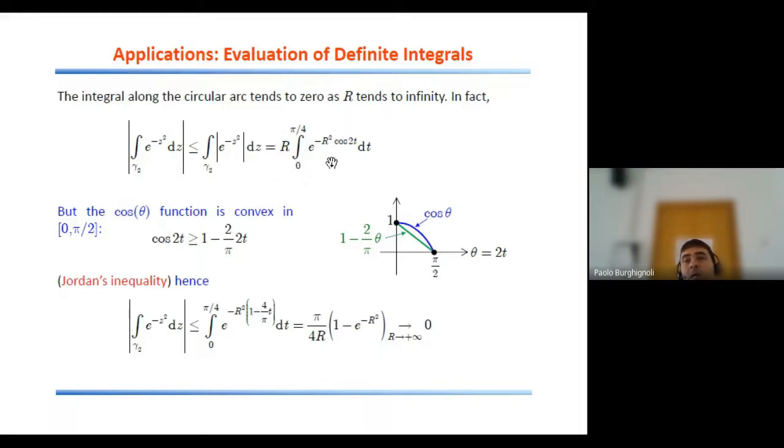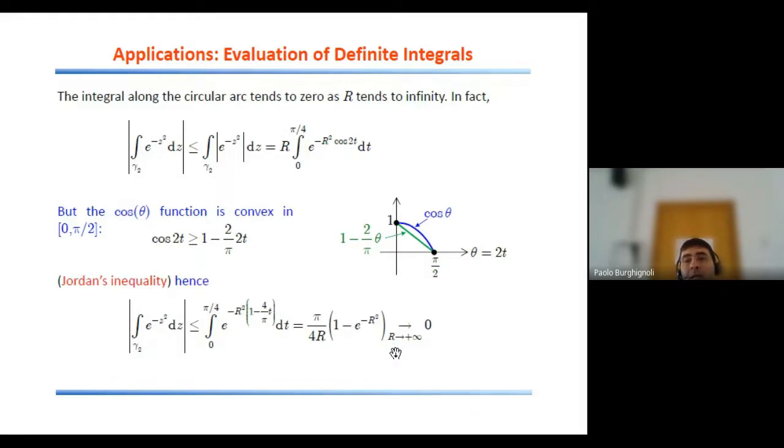But now, the cosine function is convex when its argument goes from 0 to pi over 2. As you can see again from the graph, the cosine in blue is always above the second, which is 1 minus 2 over pi times theta. So if you let theta now be equal to 2t, this form of, again, Jordan's inequality lets you find an upper bound for the absolute value of your integral, in which now you integrate something that can be integrated analytically, and the result again goes to 0 when the radius r goes to infinity.